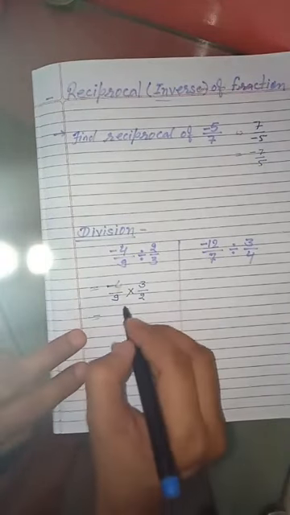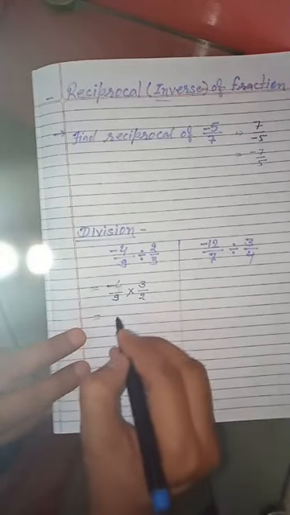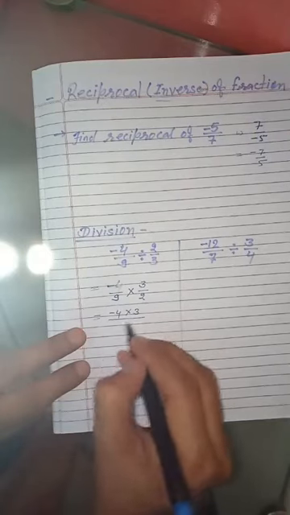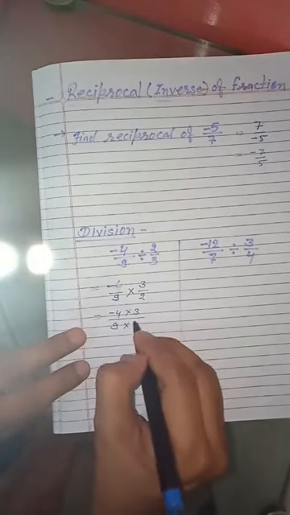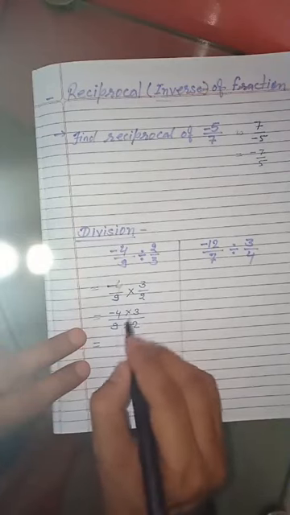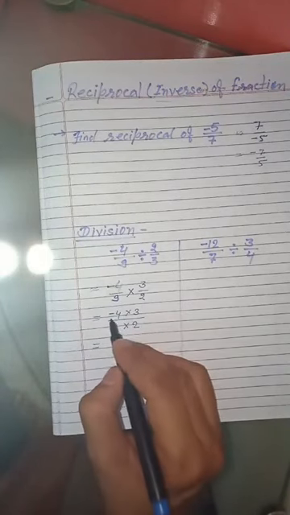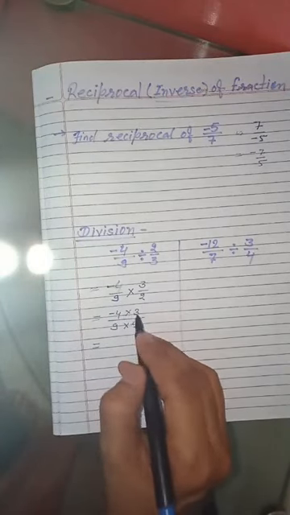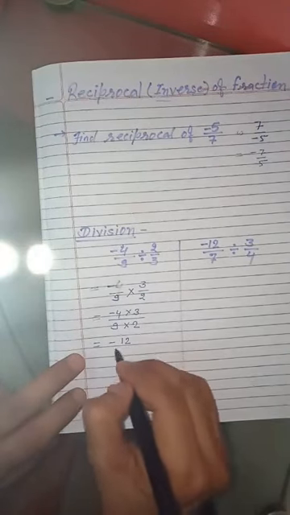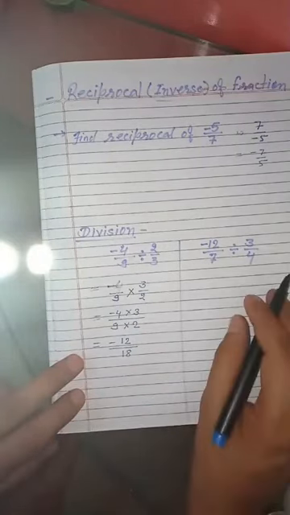Now we have to multiply both numerators and both denominators. So write minus 4 multiplied with 3 divided by 9 multiplied with 2. Now minus 4 multiplied by 3, this is a negative number and this is a positive number. So whenever we multiply minus and plus, the result is minus. So you should write a minus sign here. 4 multiplied by 3 is 12, divided by 9 multiplied by 2, which is 18. Now we are going.